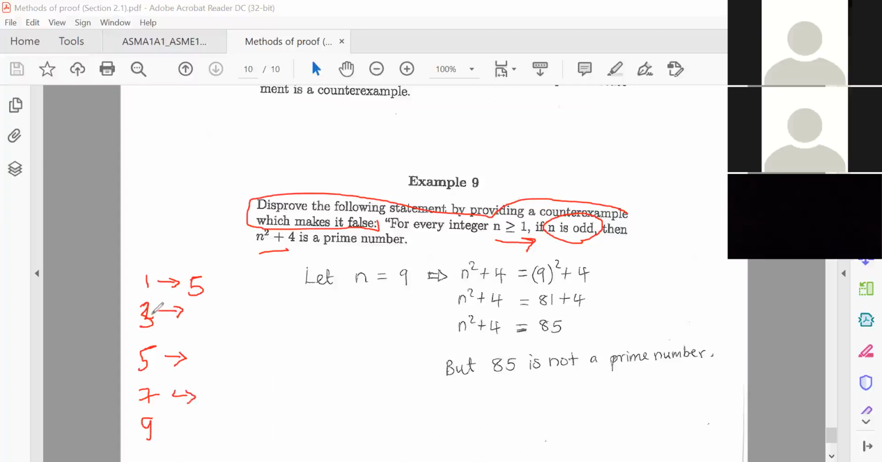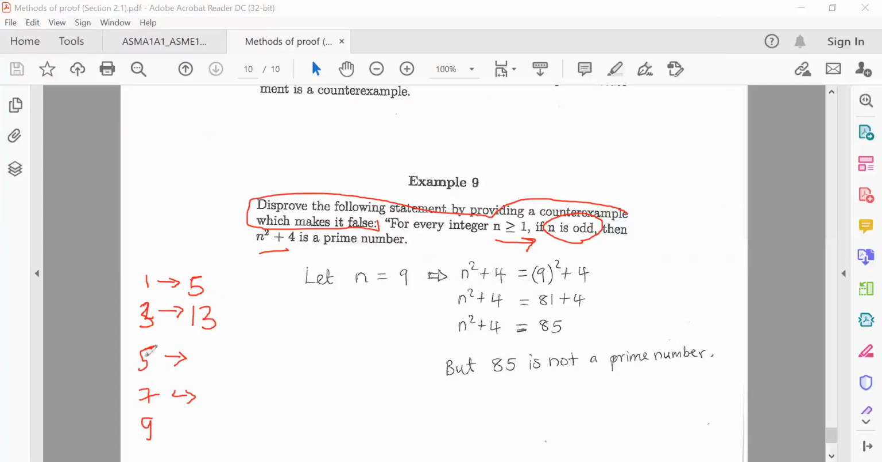So let's see for 3. 3 squared is 9, 9 plus 4 is 13. Is 13 a prime number? Yes, again, that's a terrible choice. If you choose 5, you have 29. Again, it doesn't really help you, it's a prime number. If you choose 7, you have 7 squared, 49, plus 4, you have 53. Again, it doesn't help you, it's a prime number.